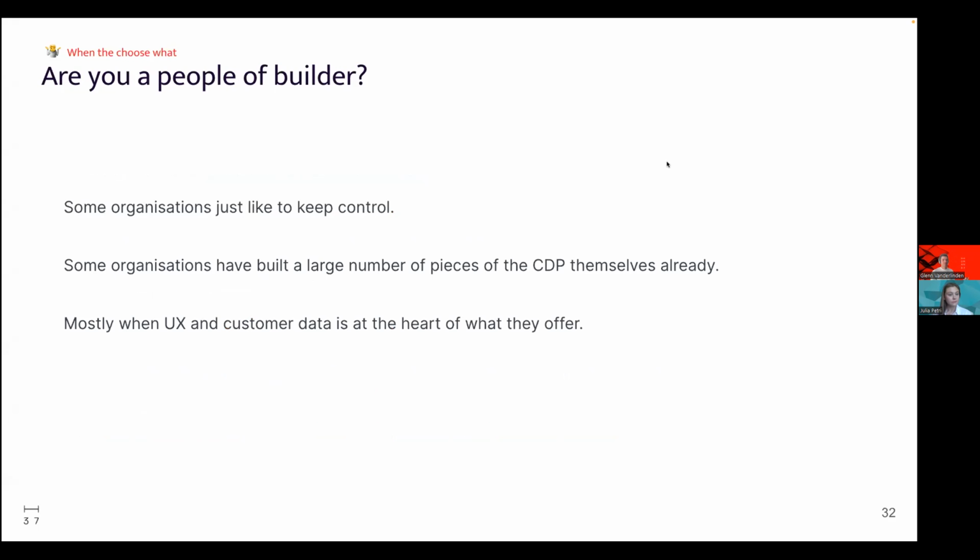There's also this belief that people are builders in some organizations, which is absolutely fine and they make amazing products.